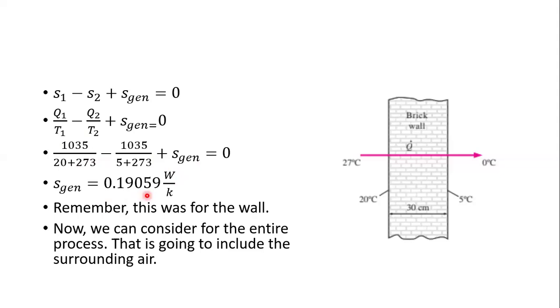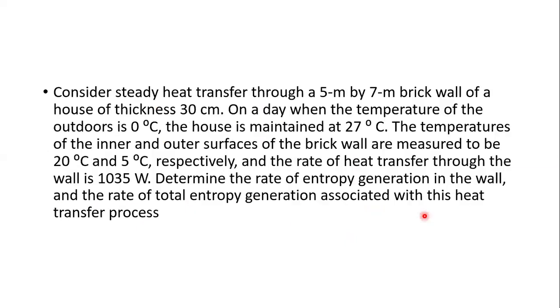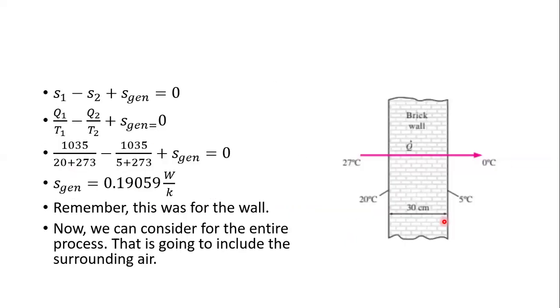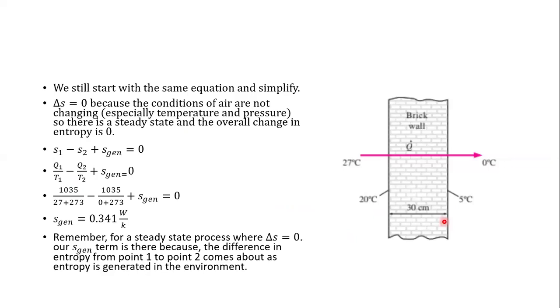But remember, this was for just the wall. That's why we use the 20 and then the 5. The question also said we should do the same thing for the entire process. So the rate of total entropy generation associated with this heat transfer process. So that's for the entire process. So we repeat the same procedure, right?